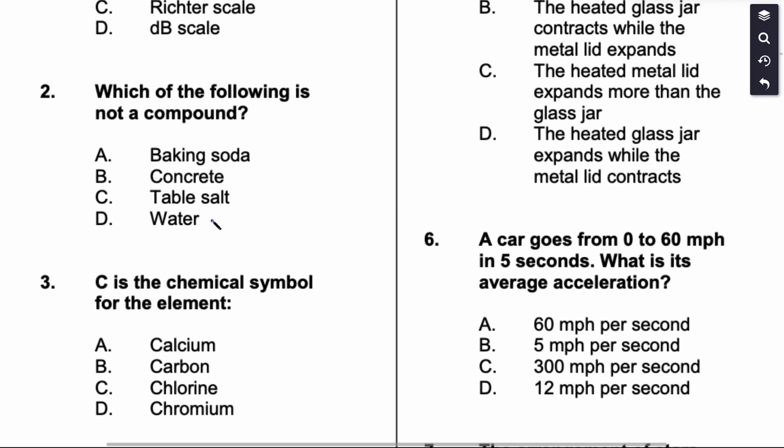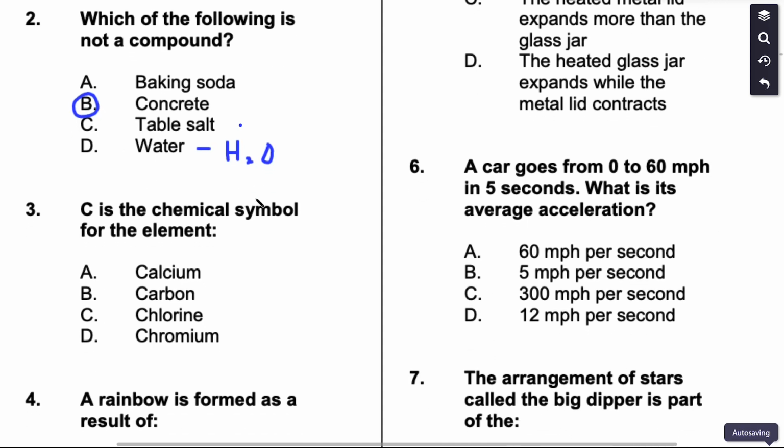So when I look at water, I see H2O, so that's hydrogen and oxygen. So that is a compound. Baking soda, that is also a compound. And table salt, that's also a compound. So the only thing that I see here that isn't composed of two or more elements would be B, which would be concrete. So that's the only element here that is single.